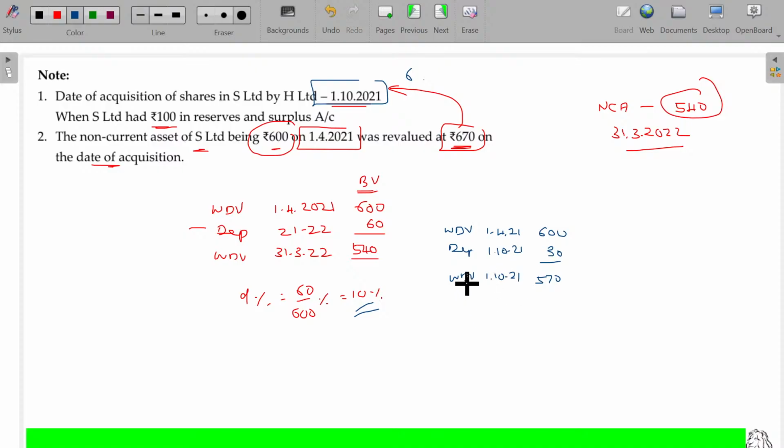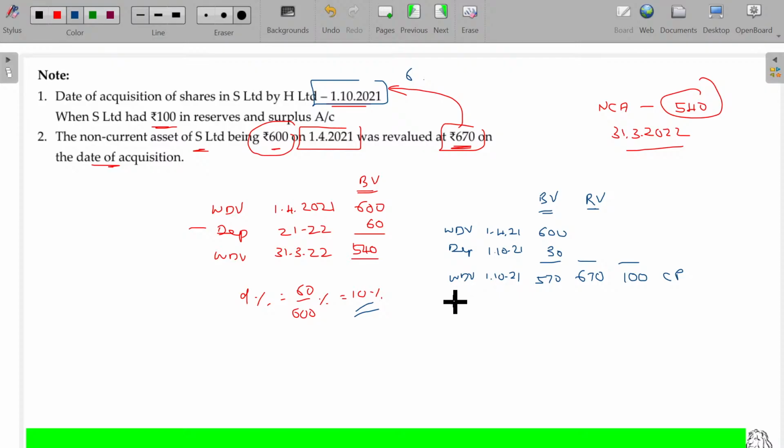Is that okay? This is the book value. The revalued worth is 670 as on the date. It means 570 is the value of the asset as on the date of acquisition, but on verification, we came to know the real value is 670. It got appreciated by 100 rupees: capital profit. This is capital profit.